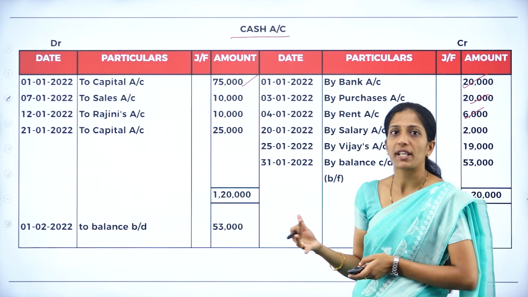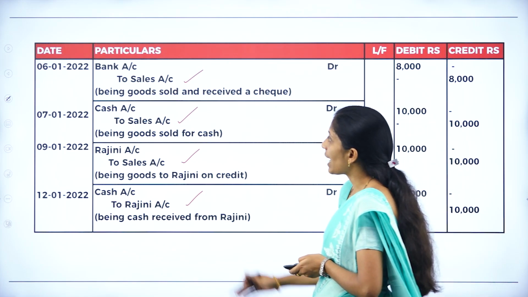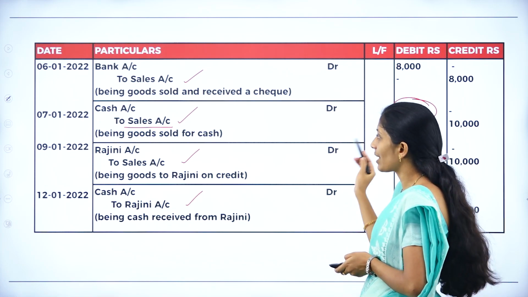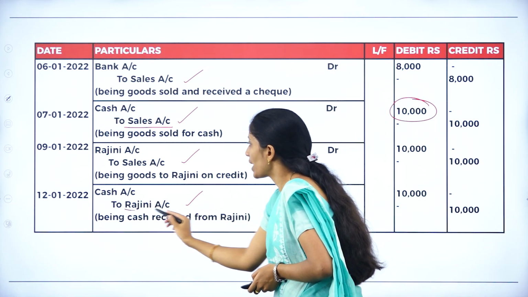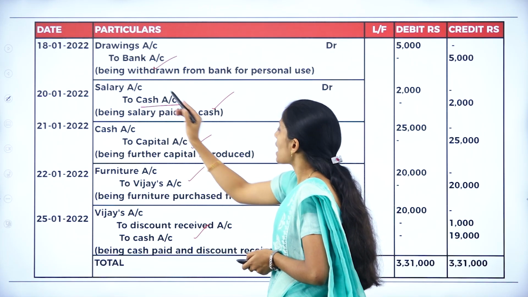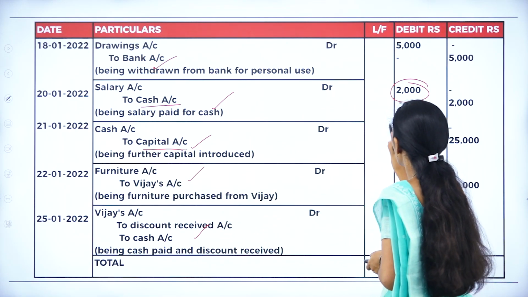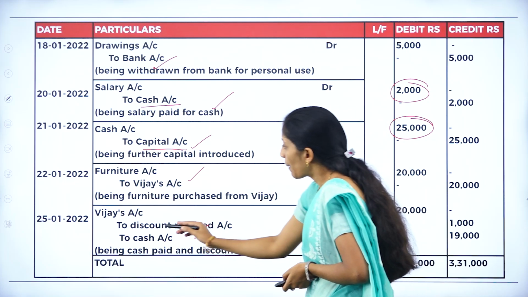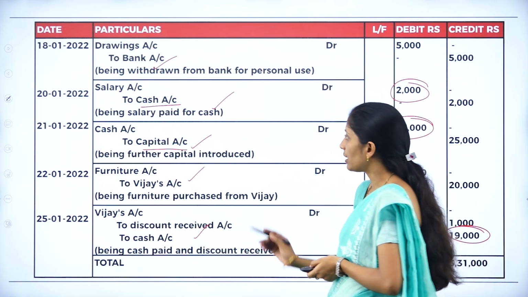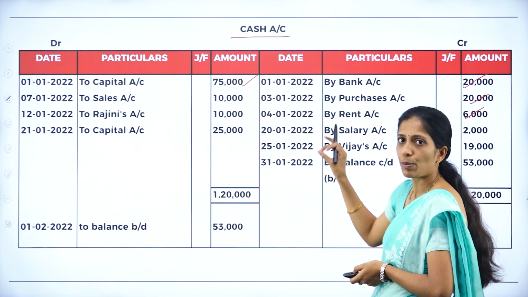In the same way, correspondingly, you will record all the entries in the ledger. So if you see the next one, here we don't have cash account. Here we have to sales, 10,000 in the debit side. Next we have to Rajini, that is 10,000. Next we have by salary 2,000. Then to capital 25,000. Next, by Vijay, we have 19,000. So this is how we are going to record all the accounts corresponding to cash.